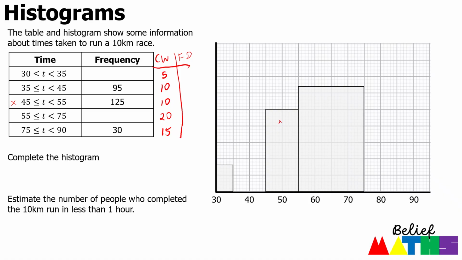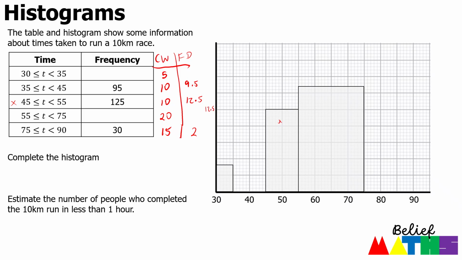We don't know the first one. The second one is 9.5. The third one is 12.5. And the last one is 2. So we can see that this box here represents a frequency density of 12.5. That's the height of our bar. So that's going to be 1, 2, 3, 4, 5. And that's going to be 12.5.